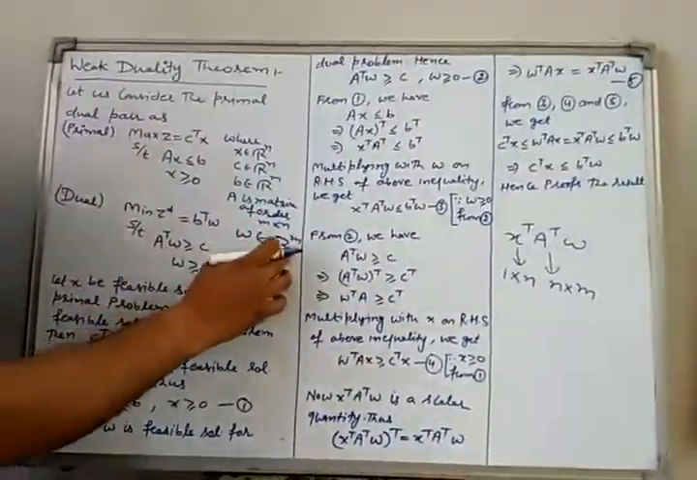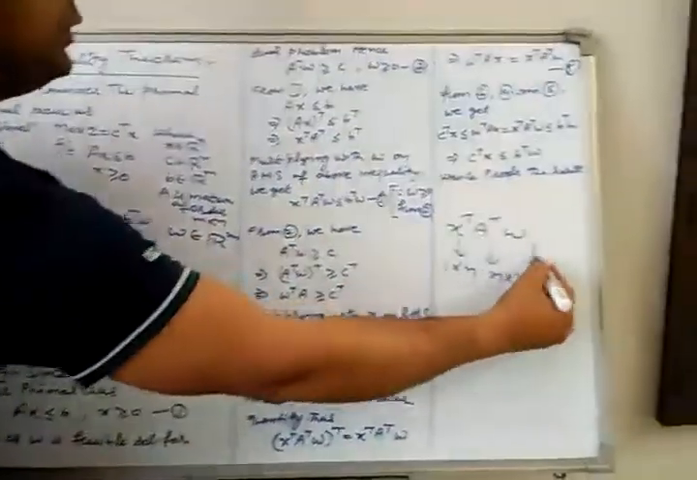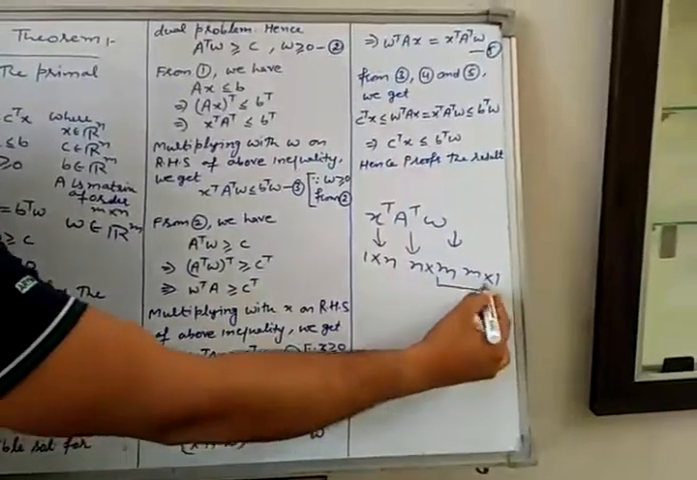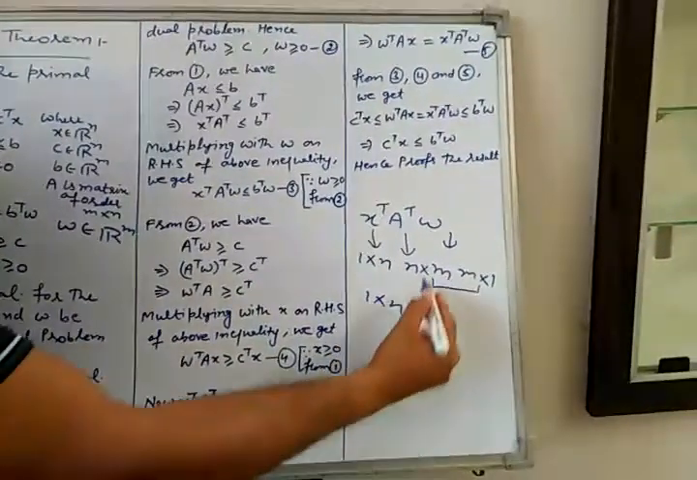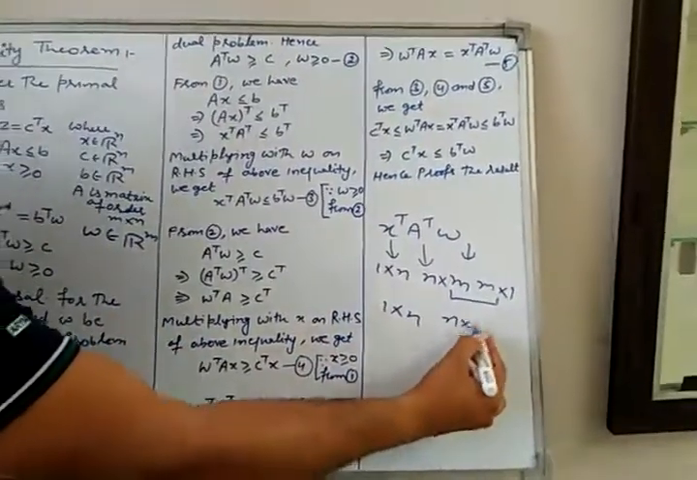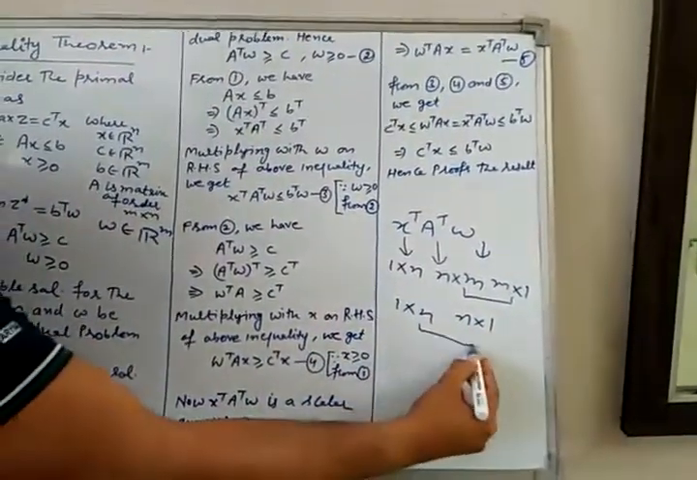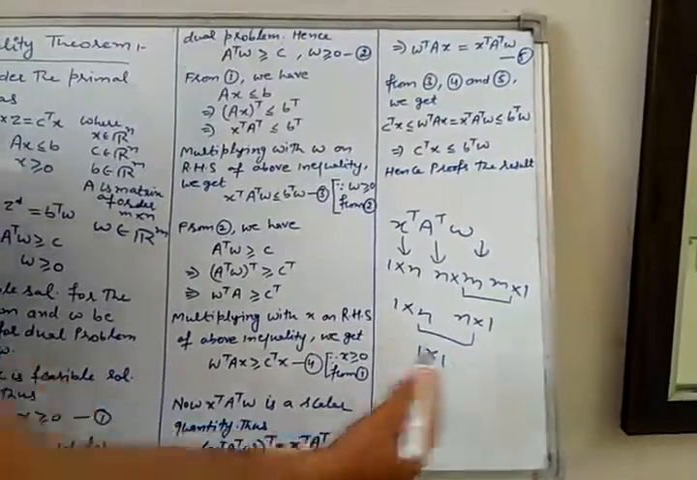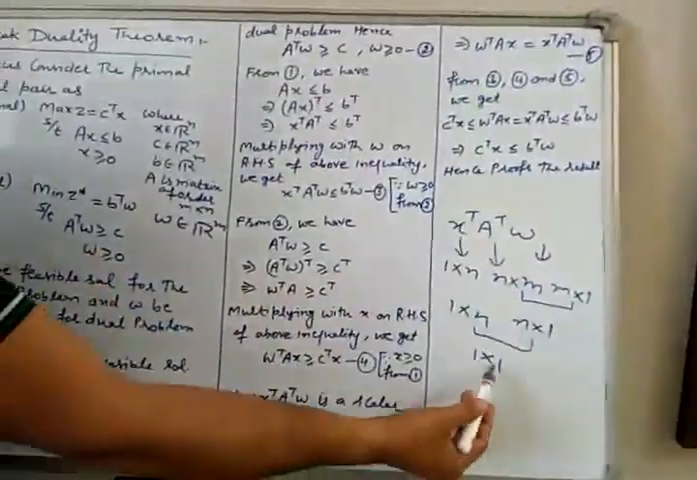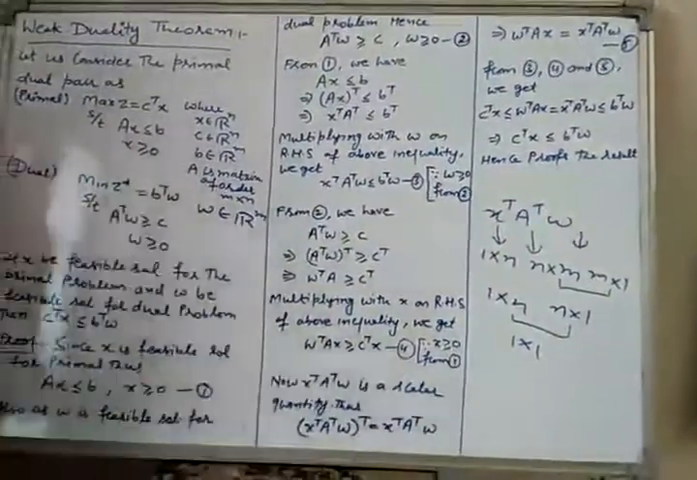As W is an m-dimensional vector, the order of W is m cross 1. Now multiply these two: this becomes n cross m multiplied with m cross 1, which gives n cross 1. Now multiply again with these two, and this becomes 1 cross 1. Therefore, as this quantity's order is 1 cross 1, this quantity is a scalar quantity.